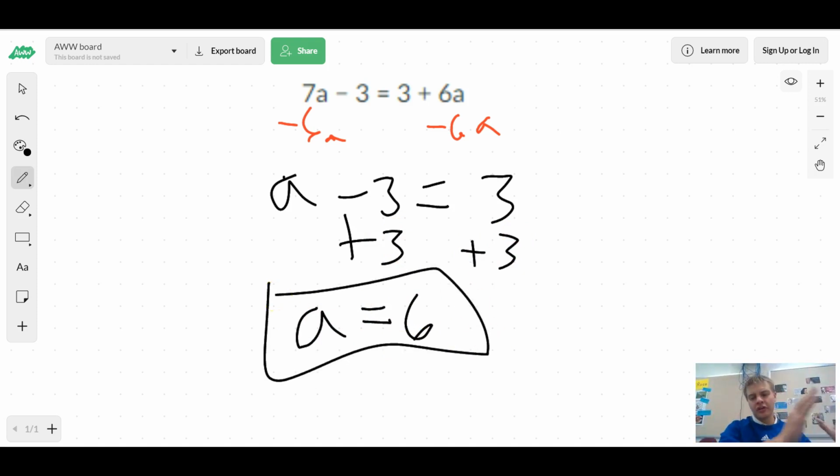Again, moving operators are adding and subtracting. So that's why I never use division to move that, because that's a separator. It would just separate the 6 and the a. So we wanted to move the whole thing over there. Let's try the next one.